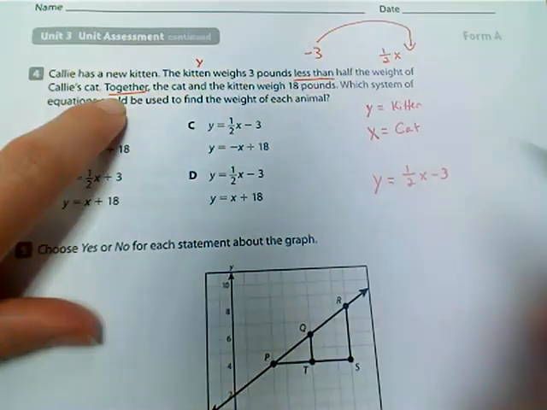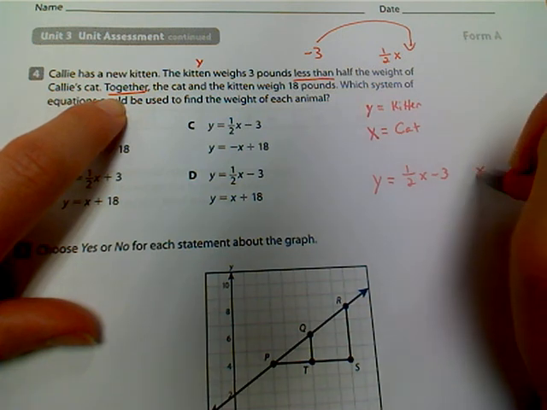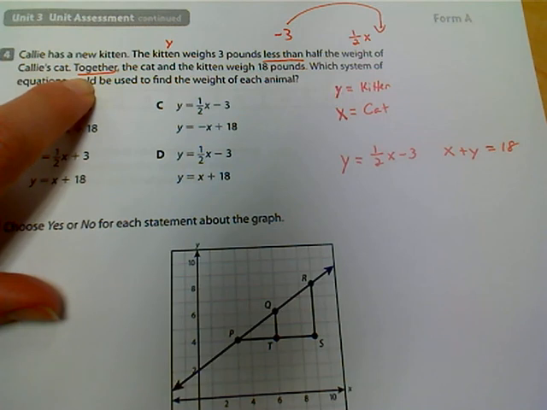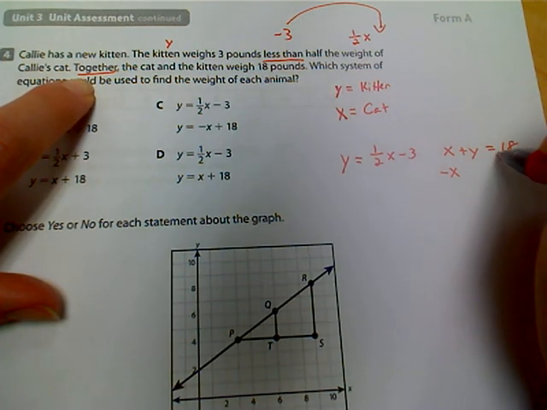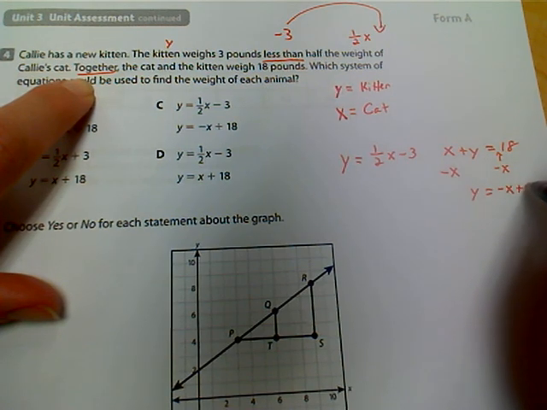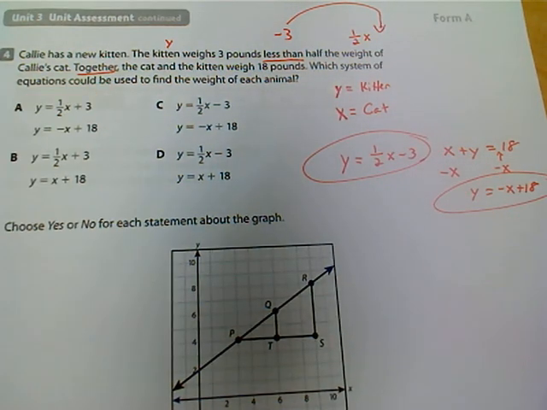Together, the cat and the kitten weigh 18 pounds. Now, I would have done x plus y equals 18 pounds. An easy way to get that in slope-intercept form is to subtract x, so it goes in front of 18. So y equals negative x plus 18. So find this equation along with this equation, and you have it. You have to pay very close attention.